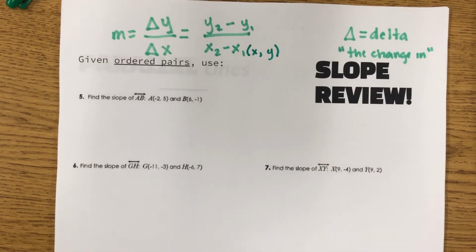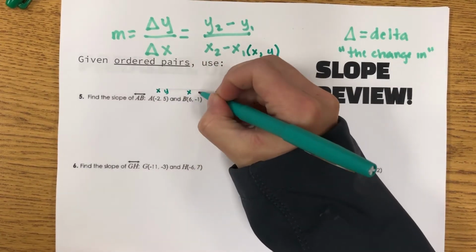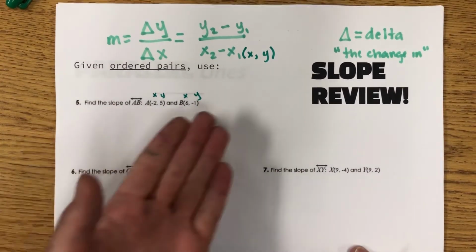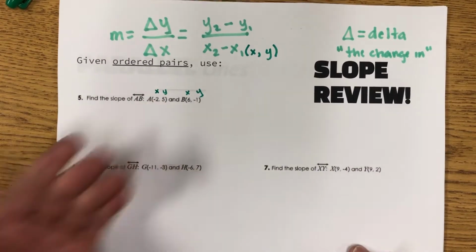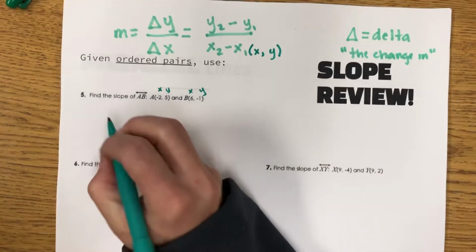So let's go ahead and label these and look at them. So we're going to find the slope of line AB. We are given points A and B, where we are always in x and y, and this is x and y. Now you can say that this is point 1 and this is point 2, or you can say that this is point 1 and this is point 2. Either way, it'll work as long as you keep them the same throughout. So let's go ahead and give this one a try.